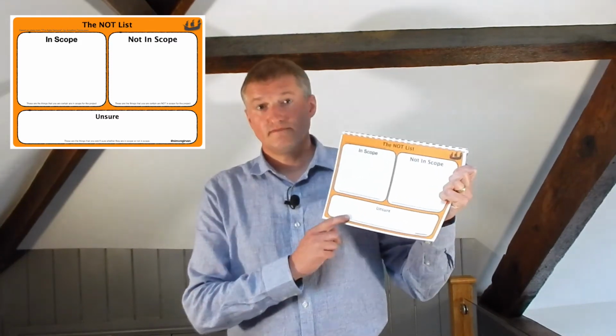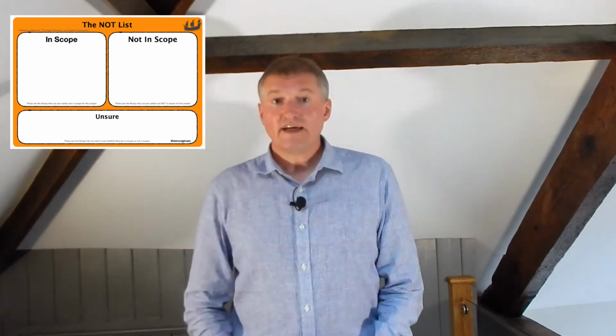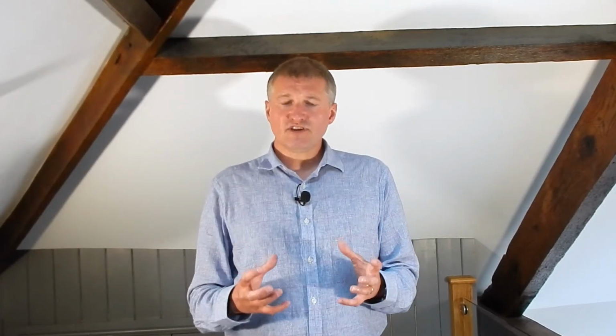And this list at the bottom, the unsure list, that's your risk. If you've got a lot of things in there, that's probably because some stakeholders think that's an important feature that must be in the first version and other stakeholders don't. Then that represents risk of scope creep later in your product development. So keep an eye on that. So take the things in your unsure list and address them quite soon after creating your artifact. So that's the not list.